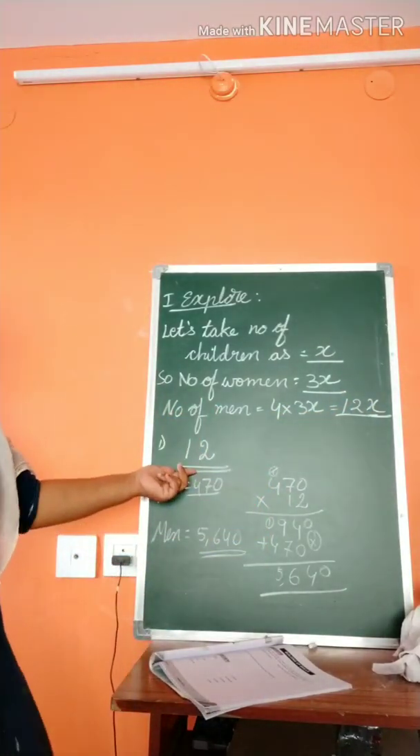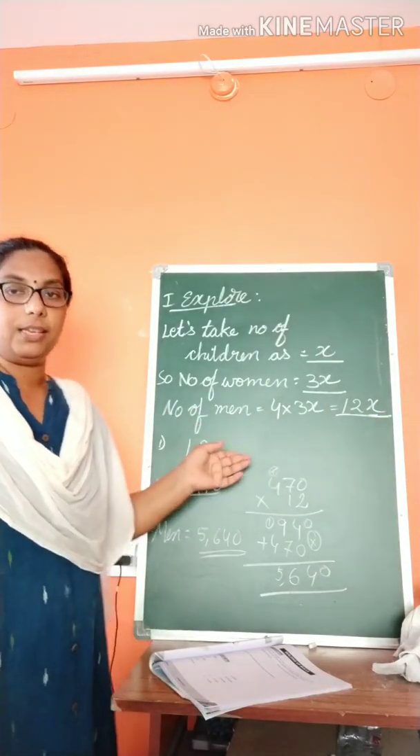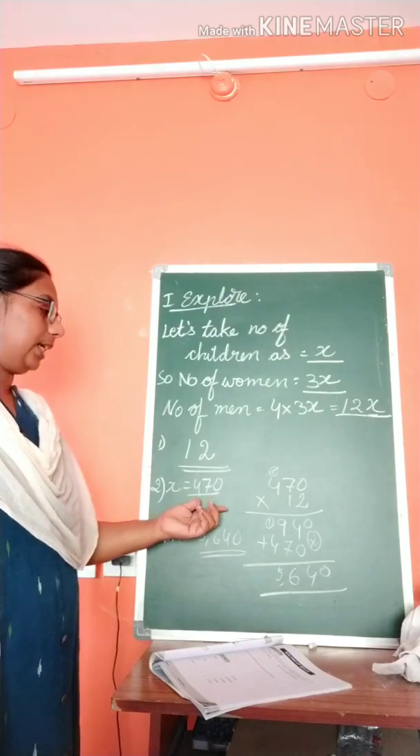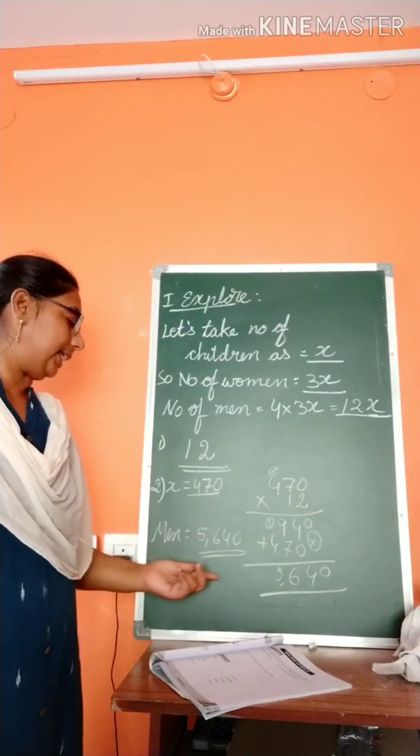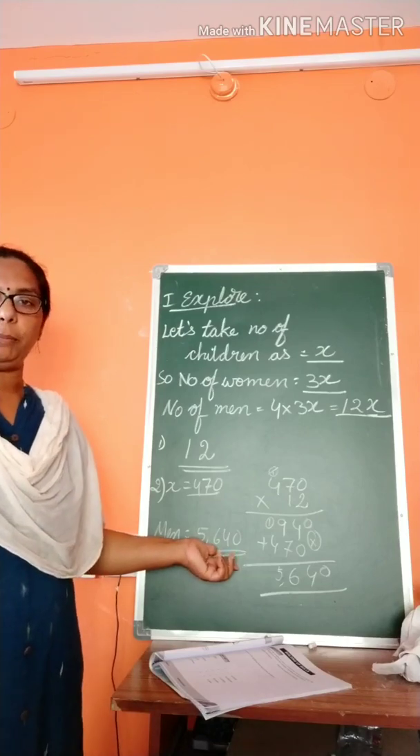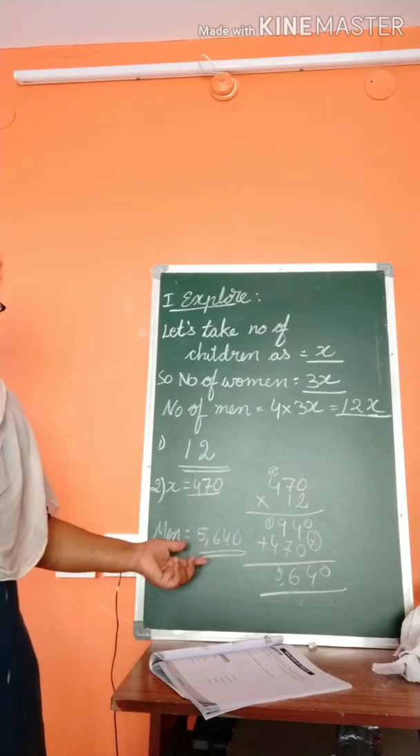Now here 2 questions were given. So men will be how many times that of x? That is 12 times. If the number of children is given as 470, how many men will be there? So 470 into 12, that is 5640 men. Okay children, got it?